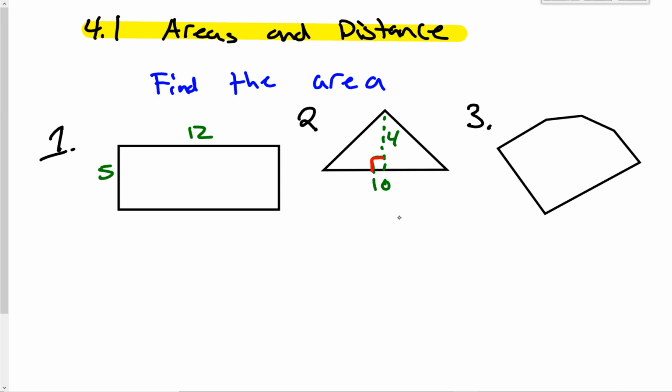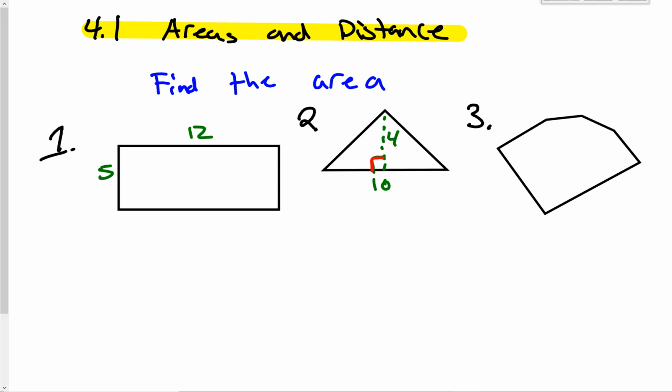Chapter 4, section 1, talking about areas and distances. So when I ask you to find the areas of these shapes, we can go ahead and calculate them, right? The awesome thing about geometry is finding areas. It's one of the easier things to do in geometry. So here we have a rectangle. I want to find the area of that.